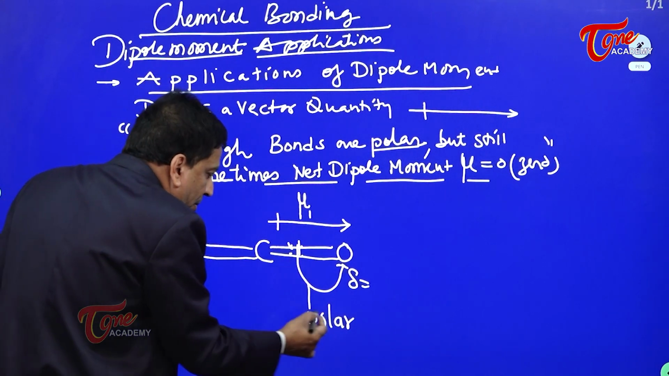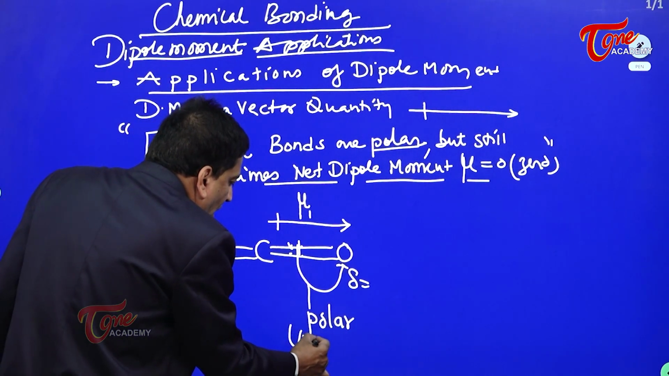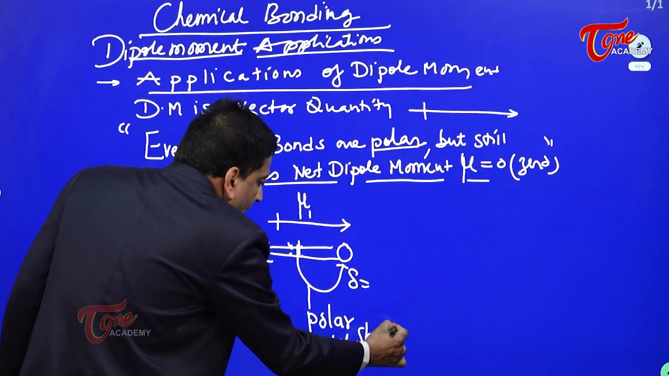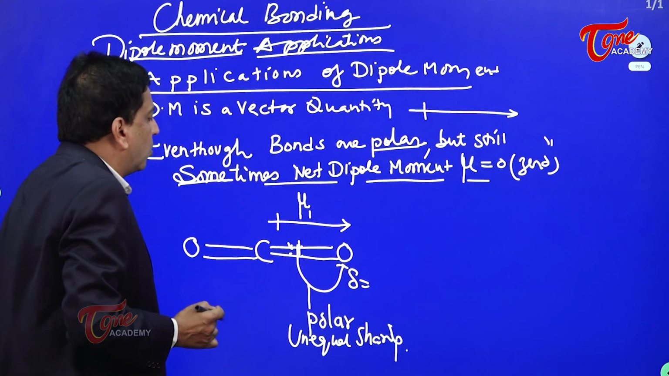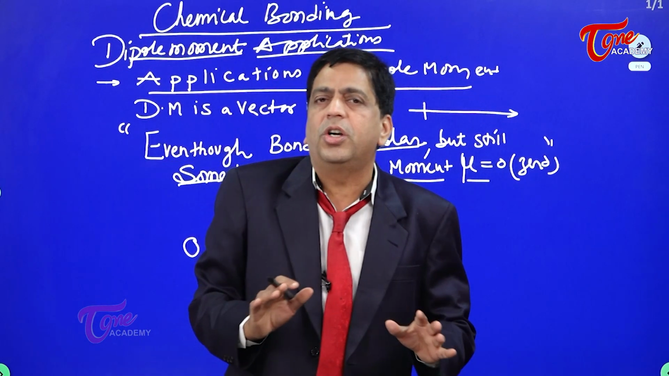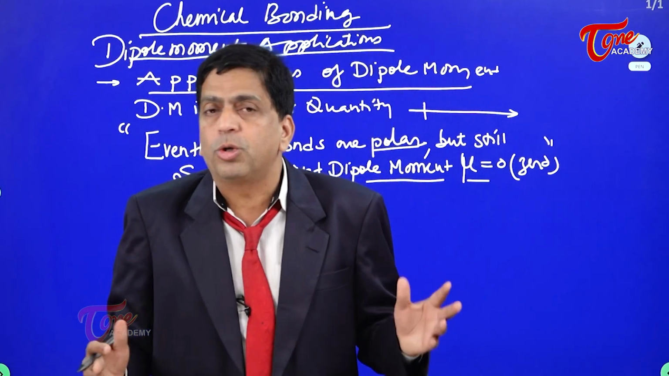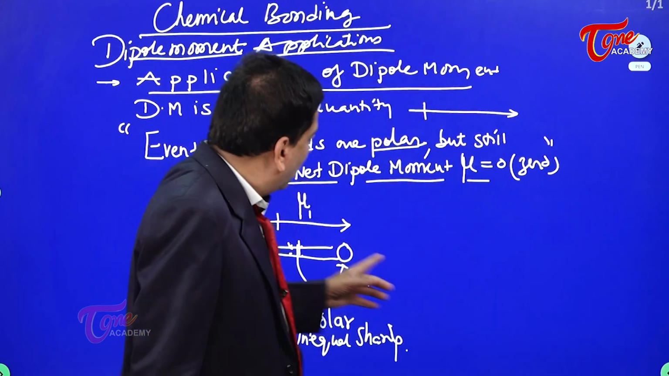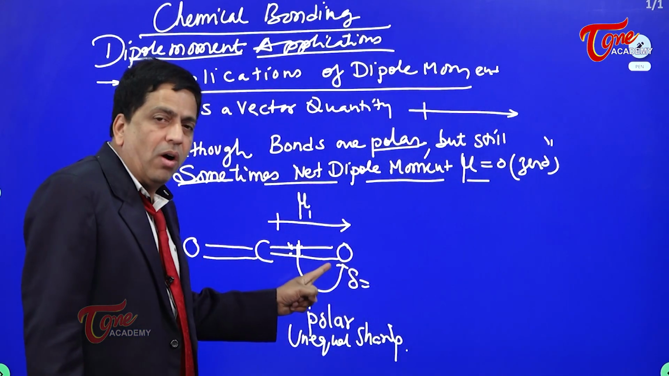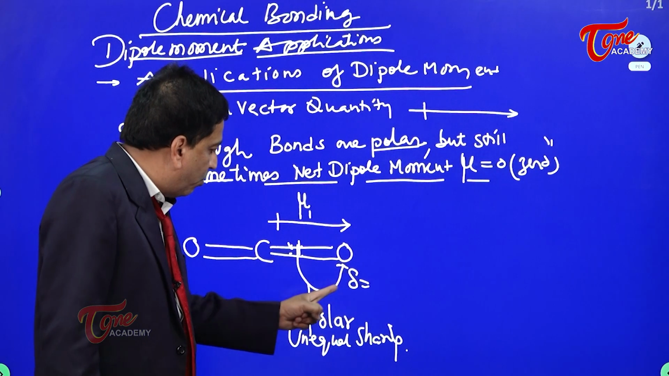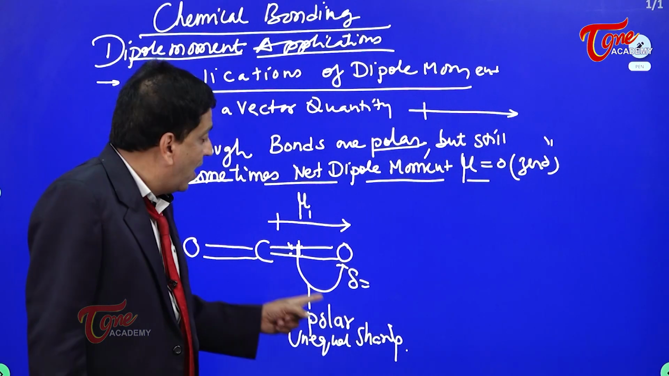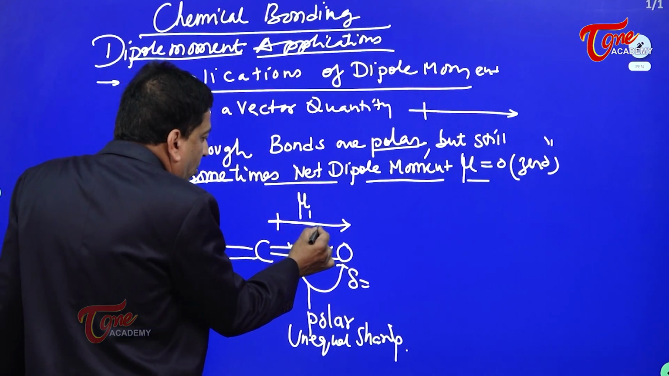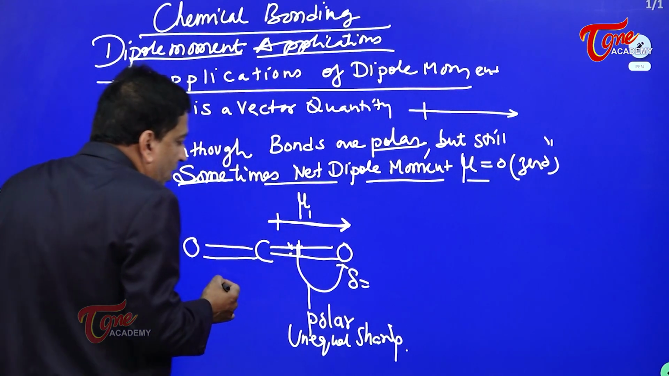This is polar, meaning that you have unequal sharing in this bond because the bond pair is now towards oxygen, which is supposed to be at the center. So you have polarity. This bond seems to be a polar covalent bond, and you can see here this bond is polar with an unequal sharing. And that's why I say let the dipole moment, the vector, be pointed towards oxygen this way.